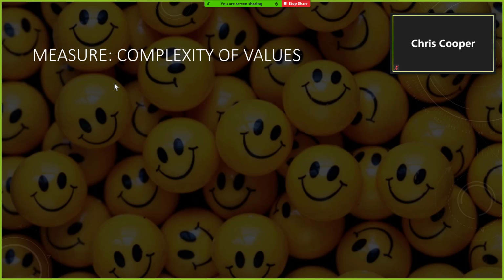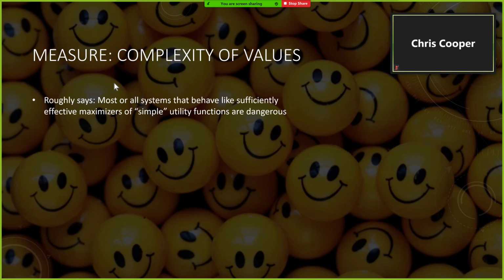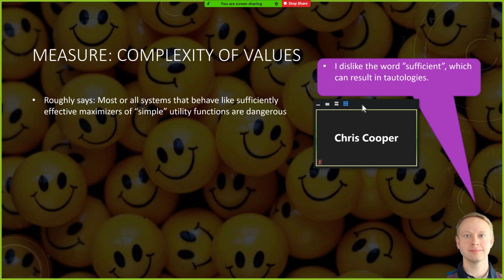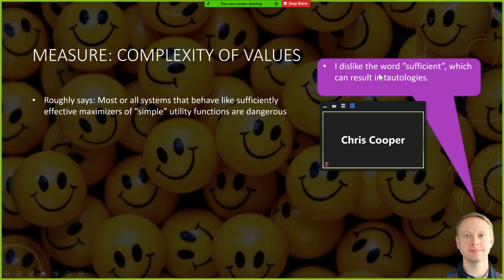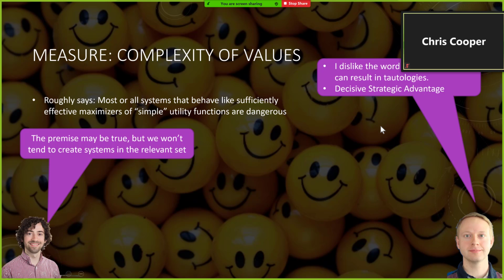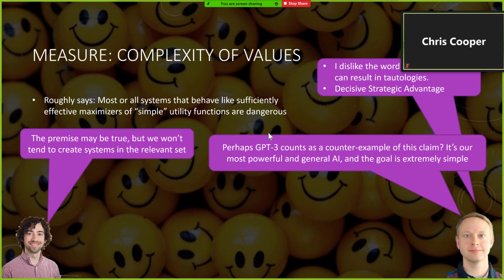Another measure-based argument, there are 4 in total, is on the complexity of value thesis. Roughly, most or all systems that behave like sufficiently effective maximizers of simple utility functions are dangerous. I'm not really fond of this way of putting it, because if you put the word sufficiently, then it easily results in things that are tautologically true. And the way I would formulate this instead is by using the decisive strategic advantage, which is indeed how, for instance, Bostrom does in the book Superintelligence. This is a case where the premise might be true, but we won't tend to create systems in the relevant set. We'll do something else like comprehensive AI services. And maybe a concrete counterexample could be GPT-3, which is our most powerful and most general AI, and the goal is basically predict the next word.